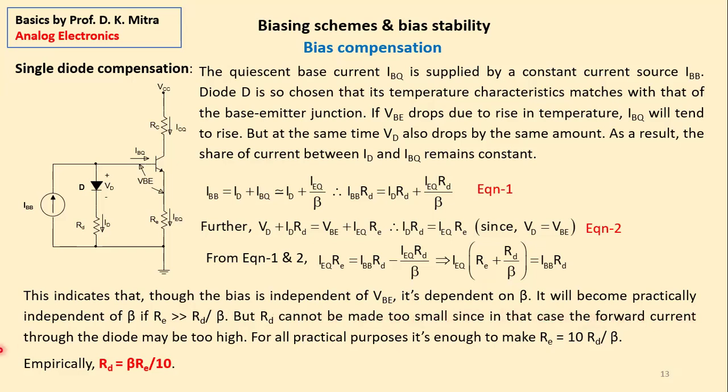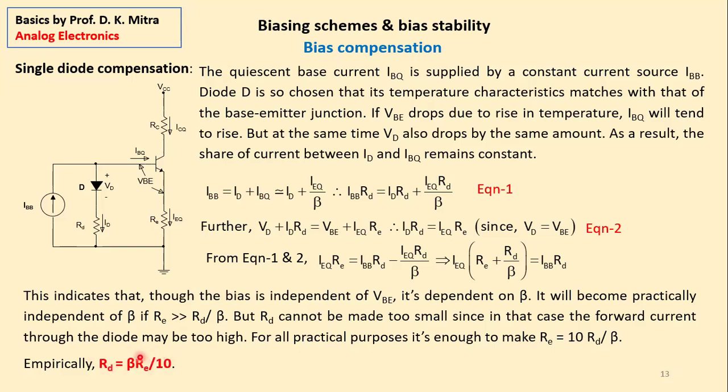Also, in that case, forward current through the diode may be too high. If you make RD very small, then there will be too much forward current through this diode, right? So for all practical purposes, once again, a 1:10 relation has been decided: RE much, much more than RD by beta, but we have taken RD is equal to 10 RD by beta. Once again, we land up in the same equation that we have decided earlier: RD is equal to beta RE by 10.